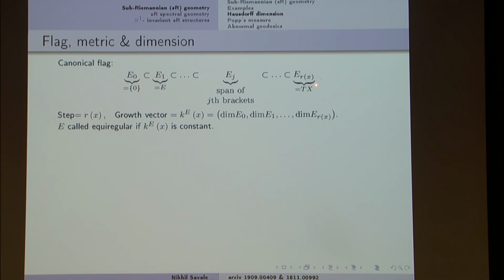So in general, this is not a flag of vector bundles. It's only a flag of vector spaces at each point. But you can still keep track of the dimensions of this canonical flag, and you get a growth vector. This growth vector is just keeping track of dimensions in this flag. And in the case when you actually do have a flag of vector bundles, so that the growth vector does not change and is constant with the point, we have what you call an equiregular structure. It's just a definition. And in this case, a lot of the analysis will work out well. So it's a good definition to make.